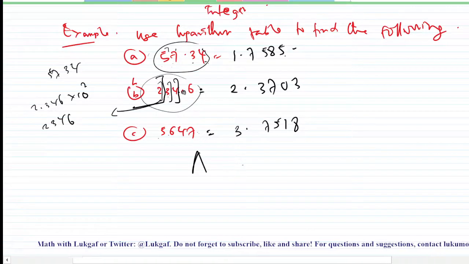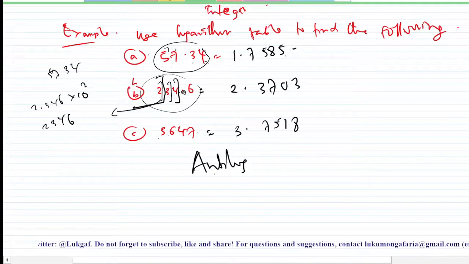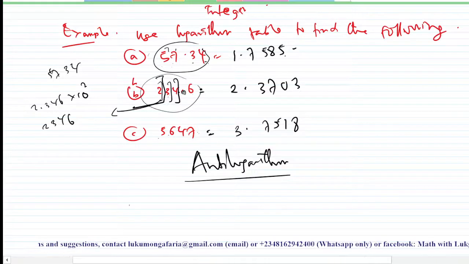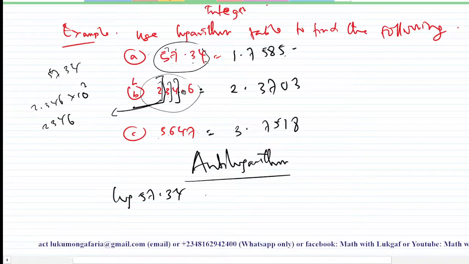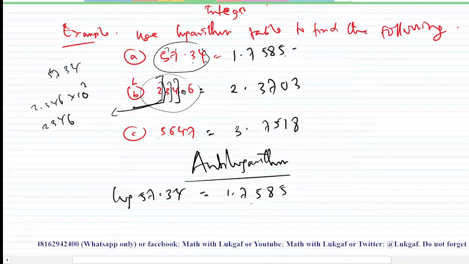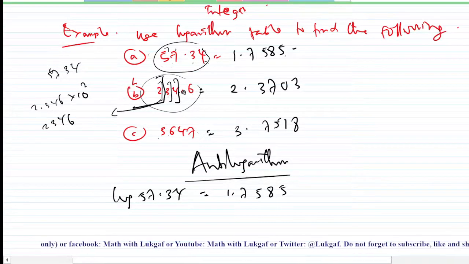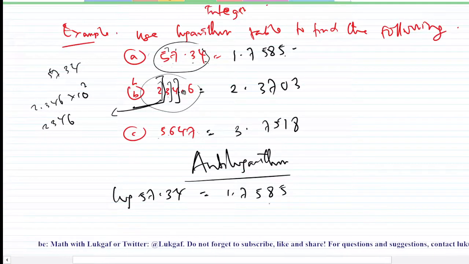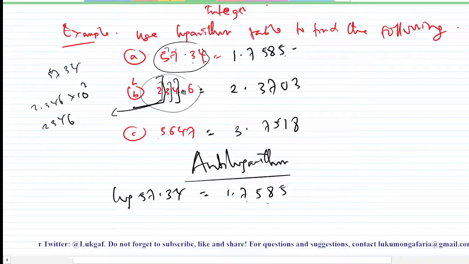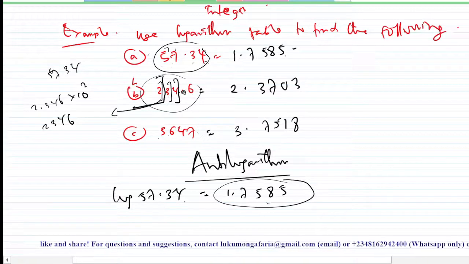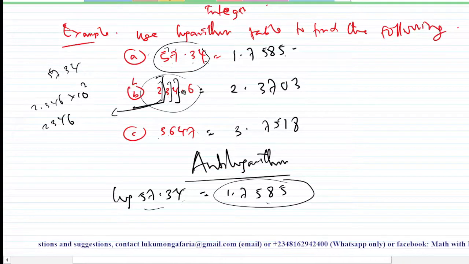But what of antilogarithm? Antilogarithm is the reverse process of logarithm. You understand now? Remember here that we have the logarithm of 57.34 is 1.7585. So if you want to find the number whose logarithm is given, then you take the antilog of this. So that will give you 57.34 back.